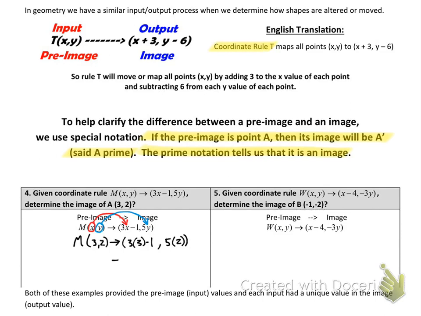But now we can just do, what is 3 times 3 minus 1? 8. Yeah, it's 8. There you go. And 5 times 2 is? 10. All right, so when we plug in m of this coordinate 3, 2, then we get an output of 8, 10. All right, is that making sense?